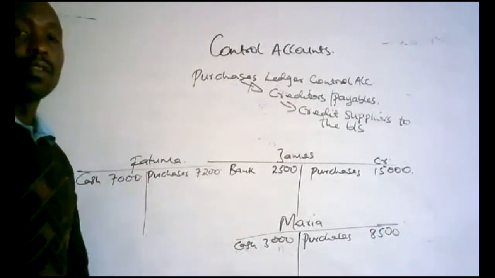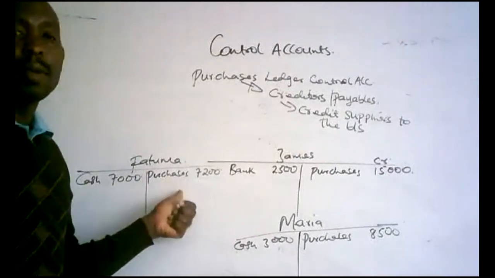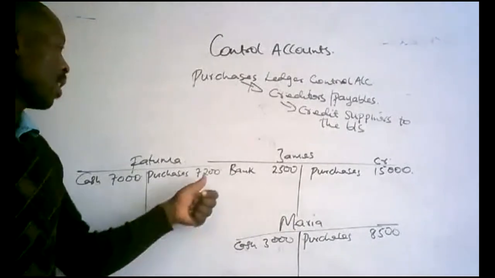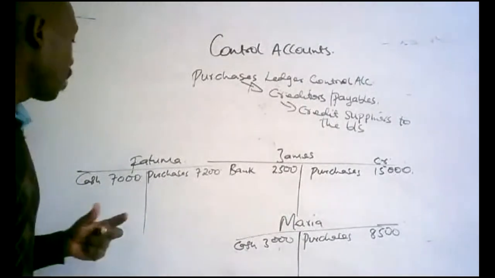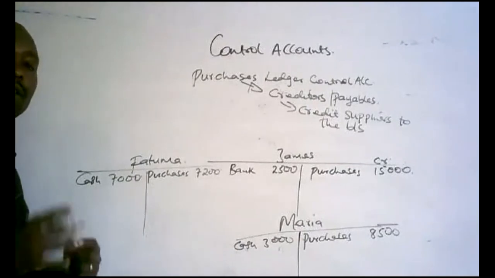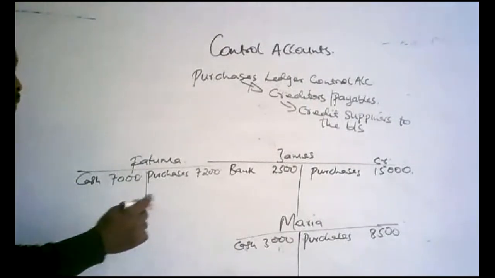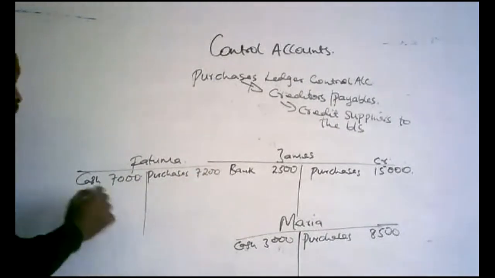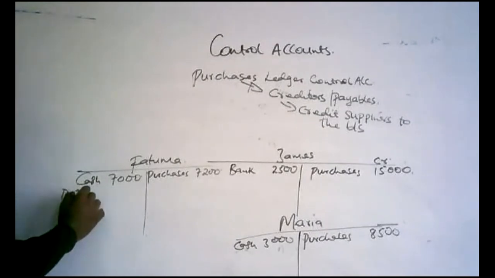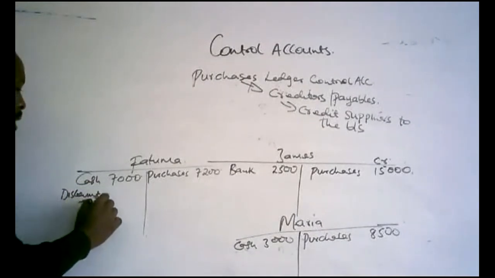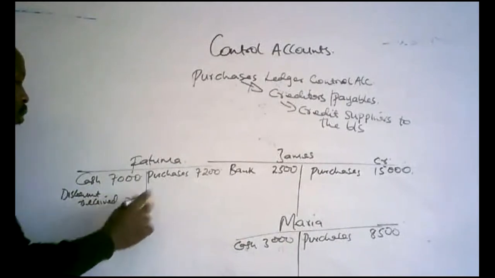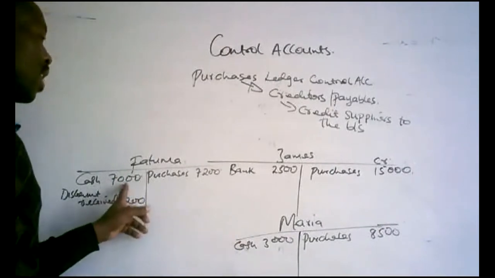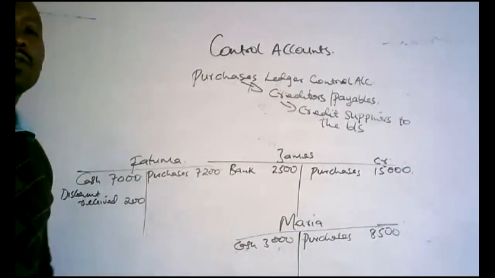We have paid 7,000. And then maybe we had an agreement with Fatuma. If we pay within 1 week, the person is going to give us a discount of 200. So we paid within that particular time frame, and we enjoyed a discount of 200. That discount is going to be discount received, of 200, so that now this account is not going to have any balance of debt. Because we paid 7,000 and we enjoyed a discount of 200, that account has been cleared.